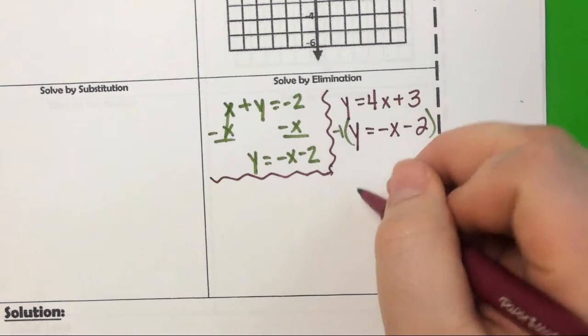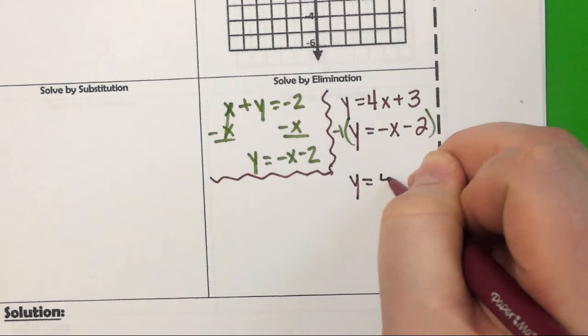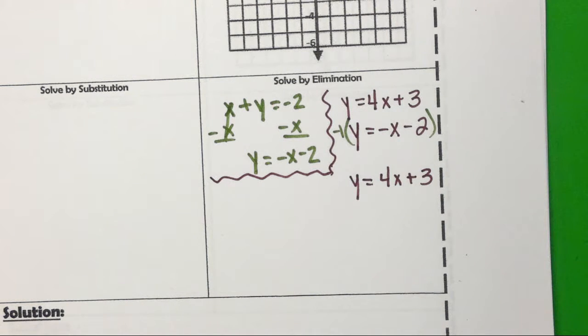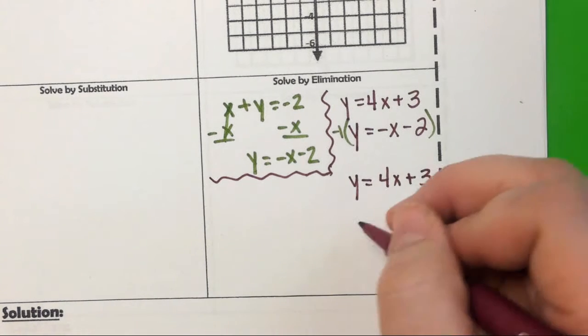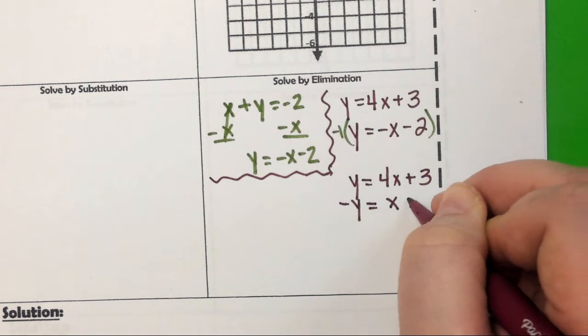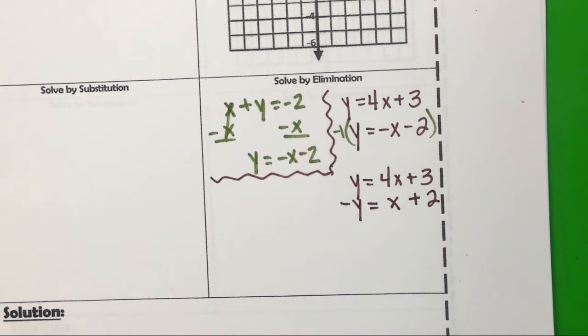Okay, so we didn't mess with y equals 4x plus 3. It stays the same. But we did mess with that second equation. We're going to change everyone's sign because we're multiplying by negative 1. So we're going to have negative y equals positive x plus 2. Are there any questions about this?